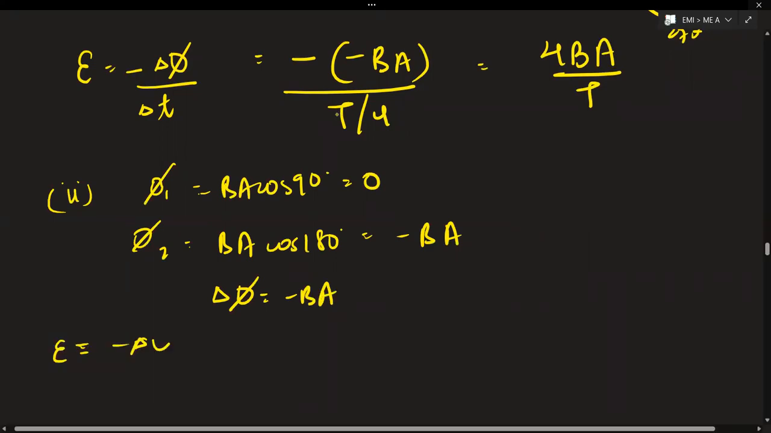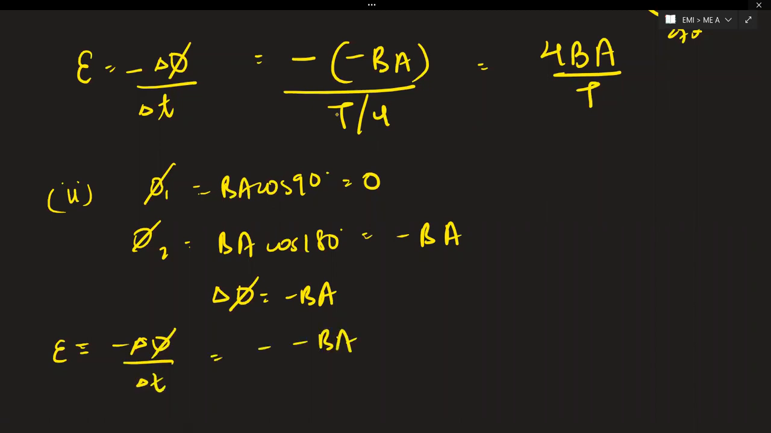Minus delta phi over delta t. This is minus of minus BA over the time period, that is T by 4, and this will become 4BA divided by T. Same thing, same answer. Because since it is 180 degree, it has made it again minus. Otherwise, had it been a different number, like 0 degree or something, then we would have got a negative sign with it. Okay, quickly note it down.